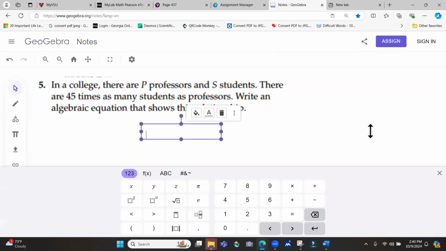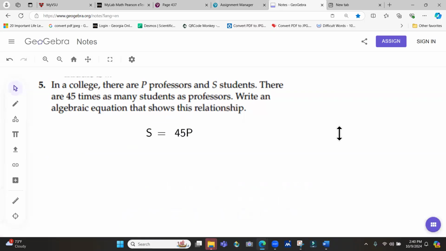P is the number of professors. Actually, S is going to be 45P. There are 45 times as many students as professors. So what does that mean? You take the number of professors multiplied by 45, you're going to get a bigger number. That bigger number must be equal to the number of students.